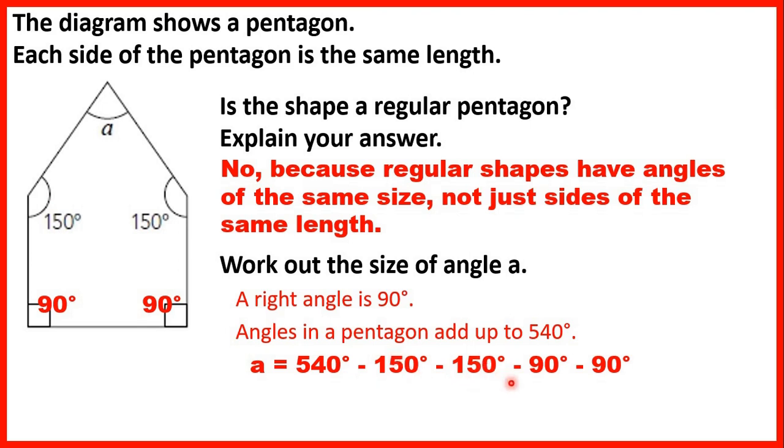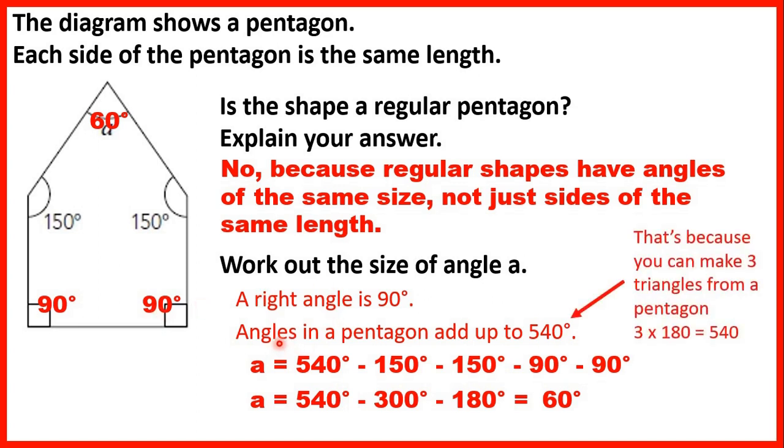When we're subtracting lots of things, sometimes it's easier to add up what we're subtracting. So 150 plus 150 is 300, 90 plus 90 is 180, and then 300 plus 180 is 480, and if we subtract that from 540, we get 60. So the size of angle A is 60 degrees, and that looks about right, because we can see that it's an acute angle, so will be less than 90.